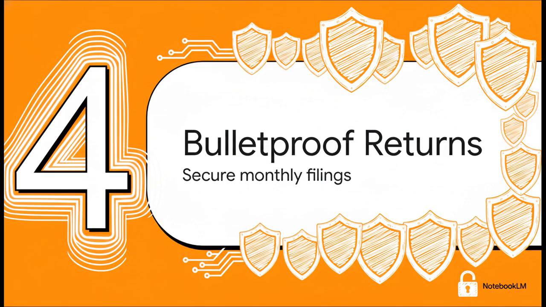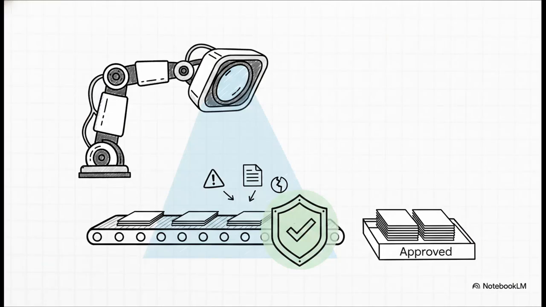Section 4. Bulletproof returns and ITC. Securing your monthly filings. I want you to think of this critical monthly phase as your AI acting as an impenetrable shield. It validates all your data before anything goes anywhere near the government. Right before you file your GSTR-1 or GSTR-3B, the AI runs this comprehensive pre-filing check.